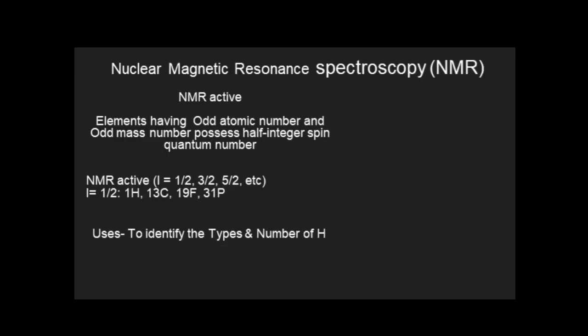All the elements are not active in this NMR spectrum. Only the elements which possess an odd atomic number, odd mass number, and half-integer spin quantum number are NMR active. For example, H-1, C-13, F-19, P-31 are NMR active. Other components do not give a peak in this region. The main use of nuclear magnetic resonance spectroscopy is to identify the types as well as the number of protons present in the given organic compound.